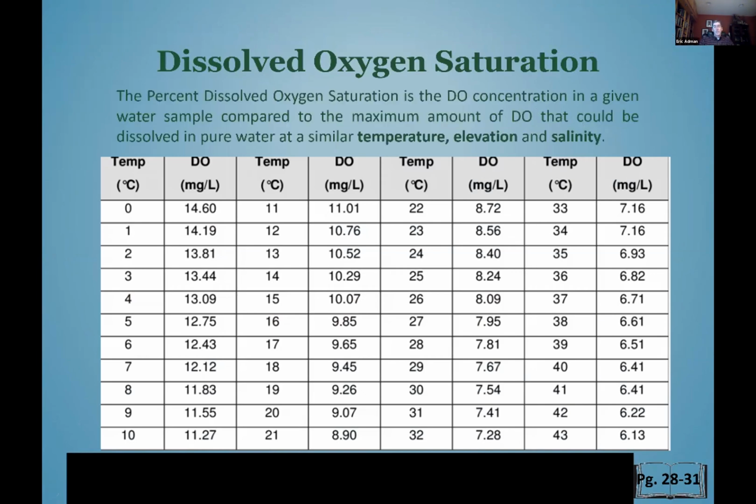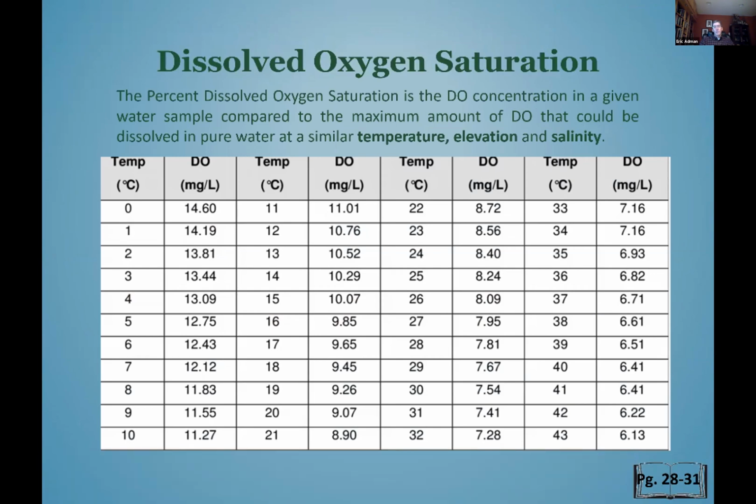And that's essentially at a given temperature, elevation, and salinity. We don't really control for elevation and salinity, but essentially at a given temperature, how much dissolved oxygen would we expect to find? What would be the maximum? What would be 100% saturated? And then compare what you have.